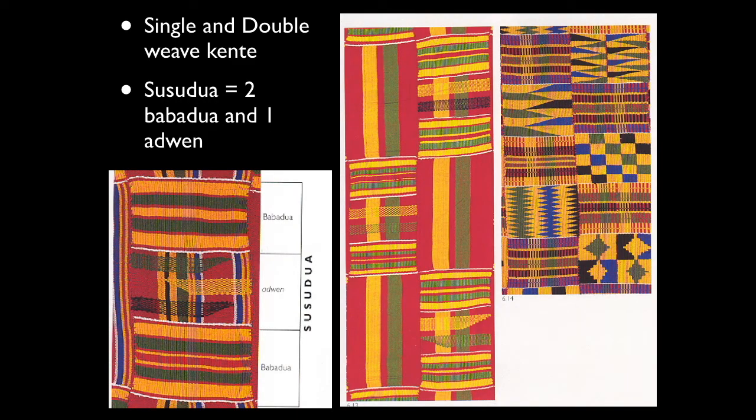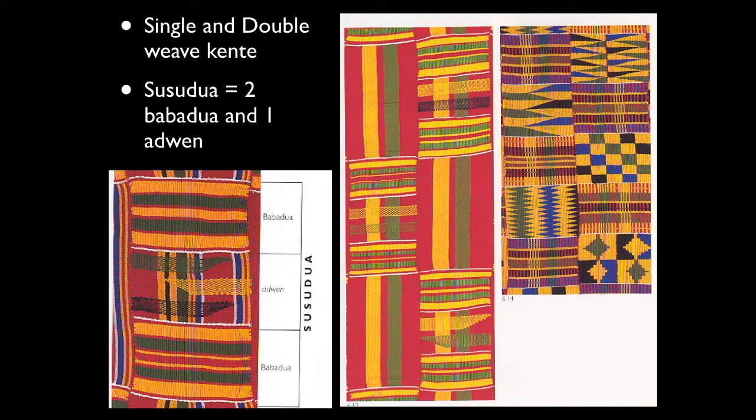Now, the meaning of a pattern is usually a combination of two different design elements. There is a tighter design element called the babadua, and a looser design element called the aduan, a simpler design element. It's these two, babadua and aduan, that make up this susuda, which is the meaning. So these different parts have importance.